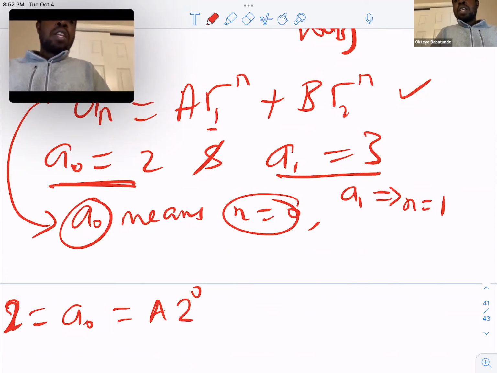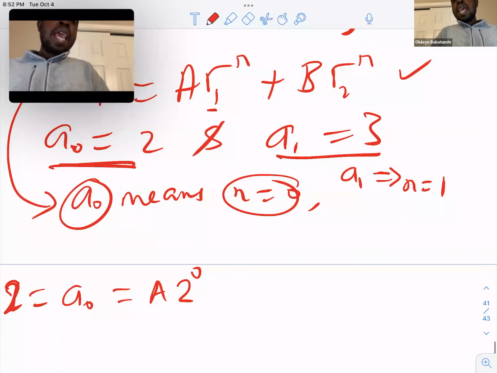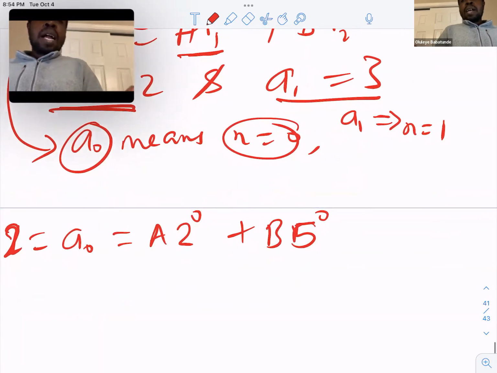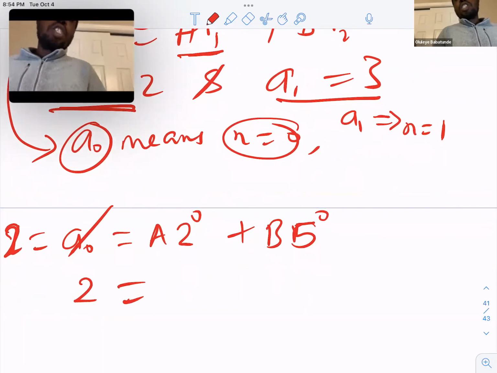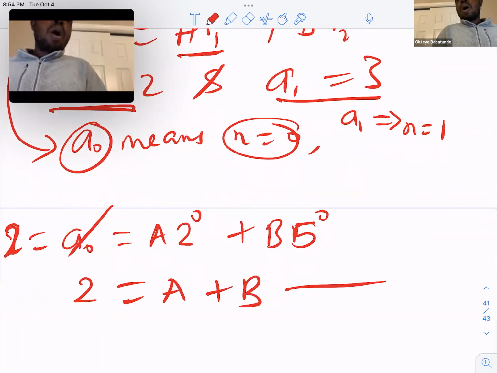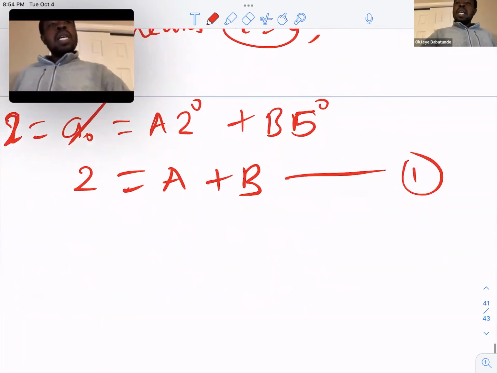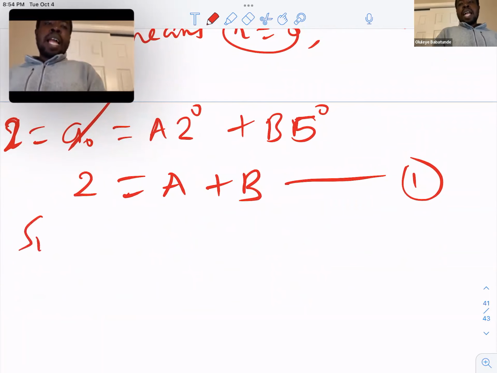My a1 is 3. So a_n equals A r1^n plus B, and r2 is 5 raised to power 0. Okay, so I can remove this. I'll just say 2 equals A plus B, since anything to the power 0 is 1. So this becomes A plus B equals 2. I'm going to call that equation 1.